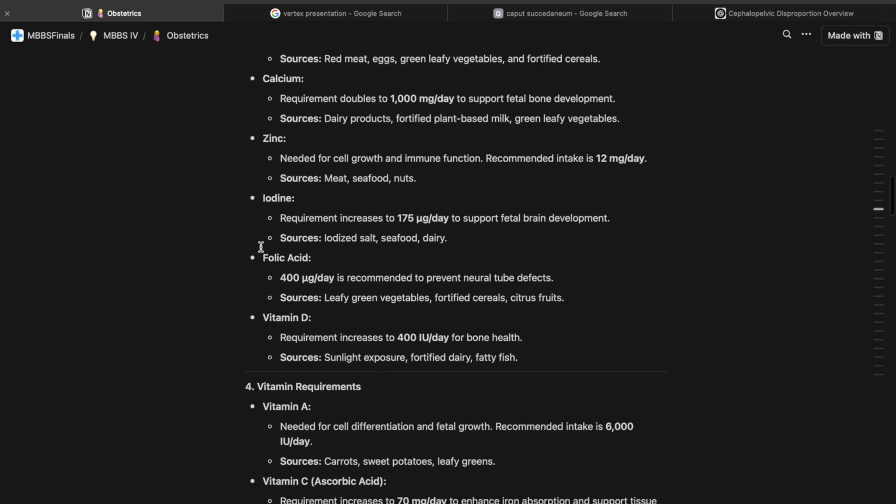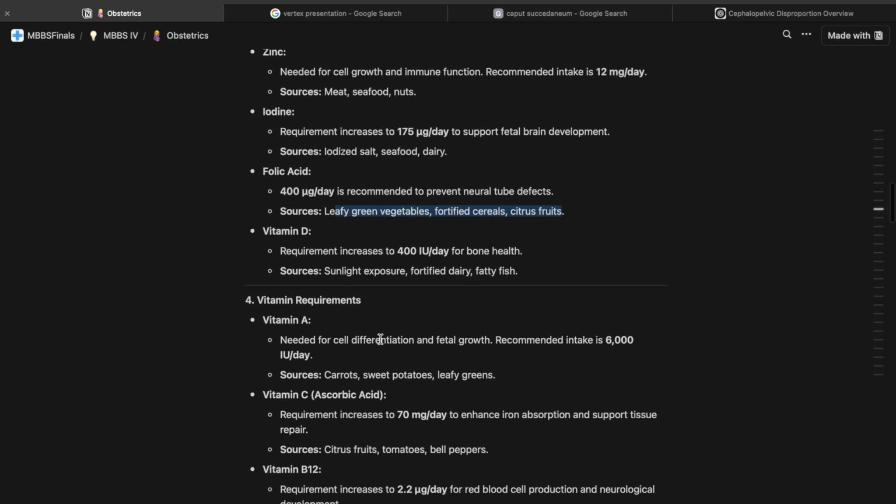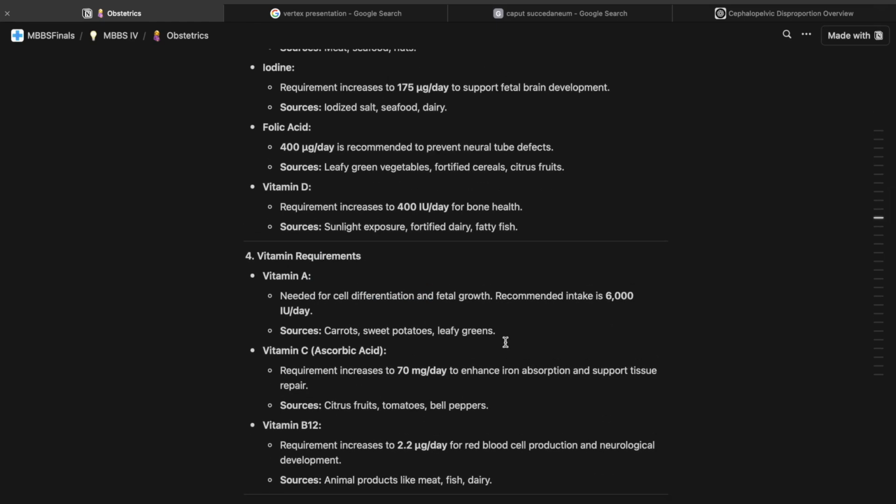Folic acid 400 microgram per day. 400 microgram. Recommended to prevent neural tube defects like spina bifida. Sources: green leafy vegetables, fortified cereals, citrus fruits. Vitamin D requirement increases to 400 international units for bone health. Sources include sunlight exposure, fortified dairy, fatty fish.